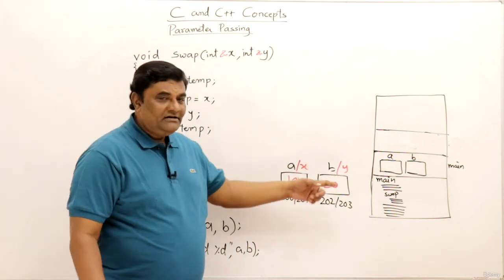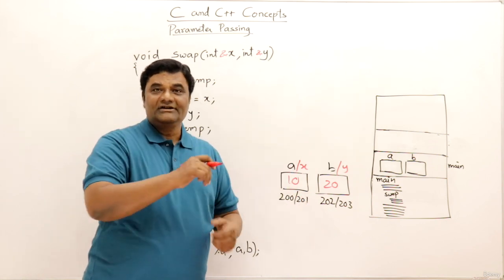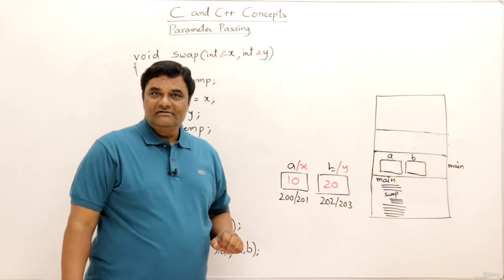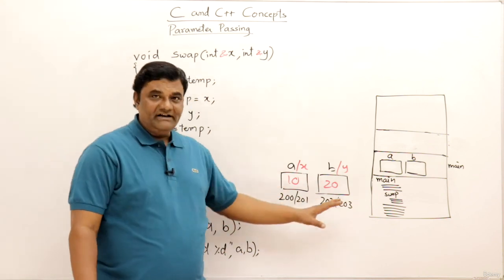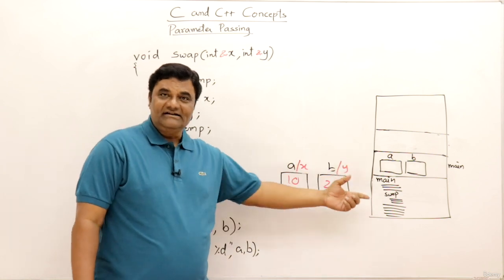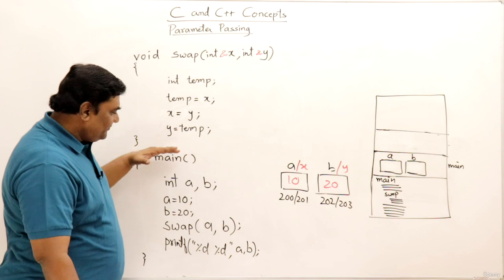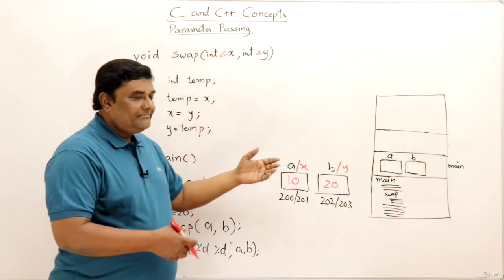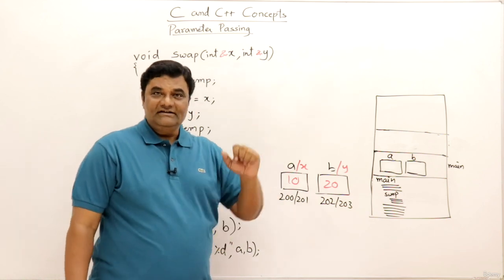So does it take any memory? References don't take any memory. To an existing variable, another name is given. So that doesn't take any extra memory. So these 4 bytes, 2 bytes for integer, 2 bytes for integer, same 2 bytes. So these 2 bytes are called X and those 2 bytes are called Y. See, these variables actually belong to main function. Main is calling them A and B and swap function is calling them X and Y. So swap is calling with another name.